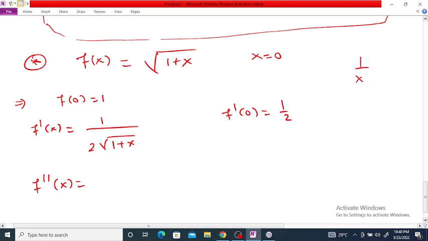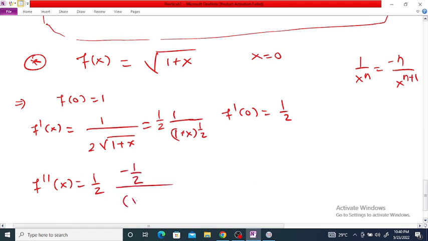F double dash x is equal to, now, as we know, the derivative of 1 upon x raised to n is minus n divided by x raised to n plus 1. So here the power is what? This is nothing but 1 divided by 1 plus x raised to 1 by 2. So we write here 1 by 2 into minus 1 by 2 divided by 1 plus x. We want to increase the power by 1. So 1 by 2 plus 1, it is 3 by 2. So this 1 by 2 gets cancelled here and f double dash 0 is equal to minus 1.